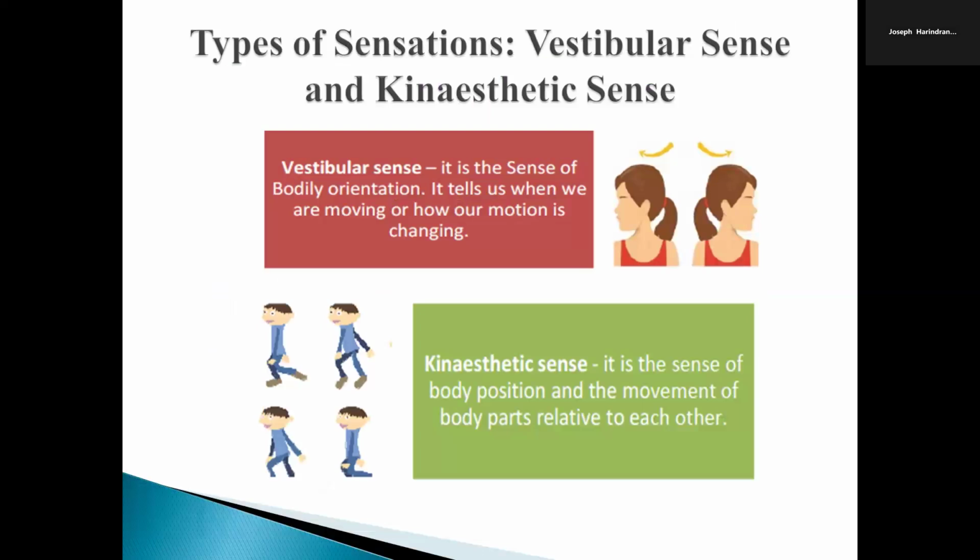Types of sensations: vestibular sense and kinesthetic sense. These two senses are senses of bodily orientation. The vestibular sense tells us when we are moving and how our motion is changing, maybe left to right or right to left or up and down and so on. The body orientation is called vestibular sense.